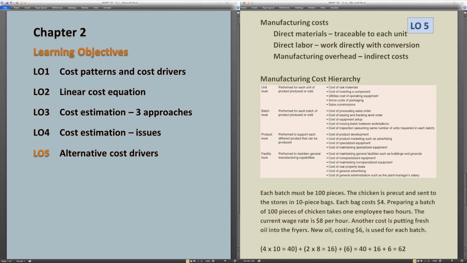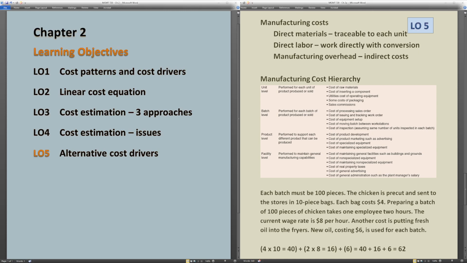A third version is the manufacturing cost hierarchy, and there will be 1 or 2 problems in the homework. That's based upon how you can break down the costs: how many costs are attributed for producing each unit, what are the types of costs for producing a batch of units, what are the types of cost at the product level and at the facility level. Sometimes the type of question you're asked lends itself to this type of hierarchy.